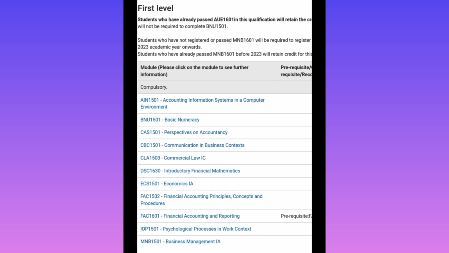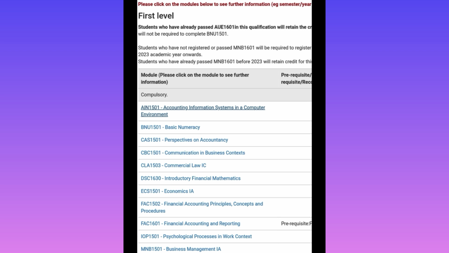So the first module is accounting information systems in computer environment, right? So this module is all about IT. It's going to give you introduction in things like Excel, PowerPoint, Word. It doesn't have exam. It is a continuous assessment, meaning you are going to get your final mark from those assessments that you will be attempting throughout the semester. But it requires much time. Like, you have to start early, and you have to start going through your study guide early.